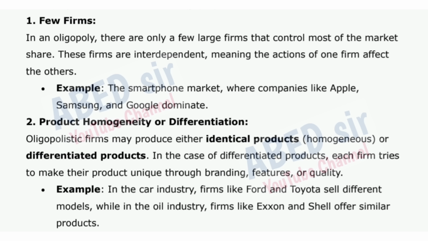2. Product homogeneity or differentiation. Oligopolistic firms may produce either identical products, homogeneous, or differentiated products. In the case of differentiated products, each firm tries to make their product unique through branding, features, or quality. Example, in the car industry, firms like Ford and Toyota sell different models, while in the oil industry, firms like Exxon and Shell offer similar products.